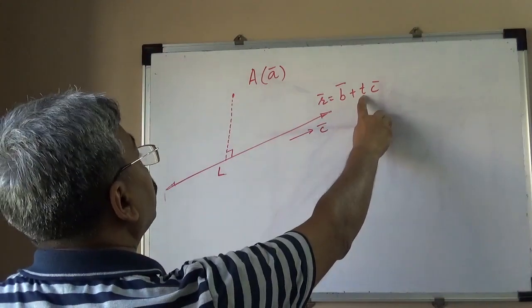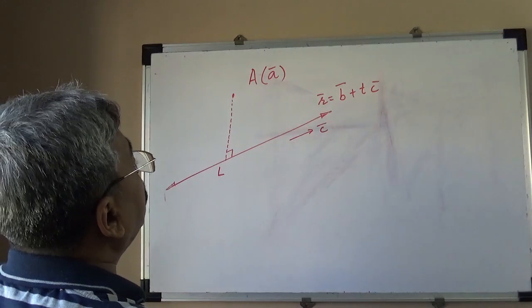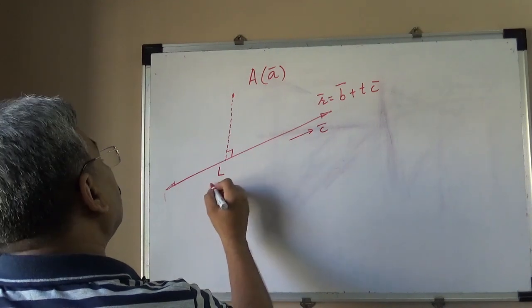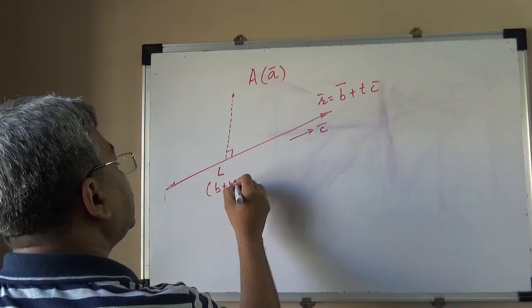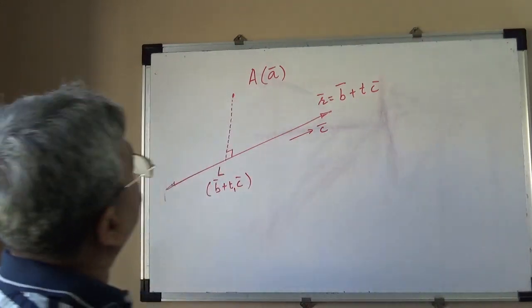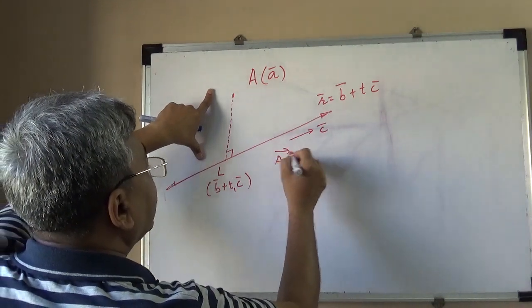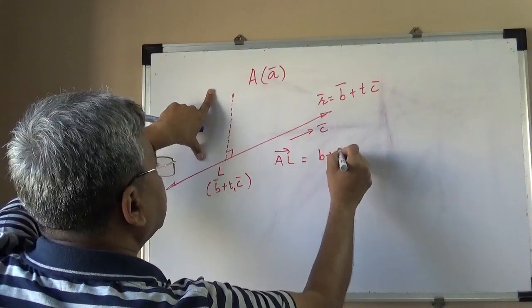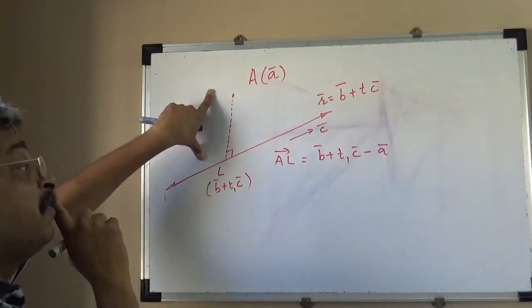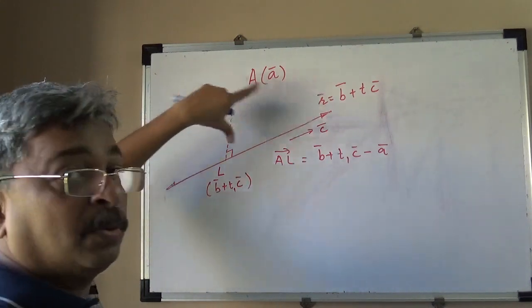So now we are supposed to find the value of T for which we get this point L, so that AL is perpendicular to the line. So we say that this is B plus T1 C. What will be the vector AL? Vector AL is going to be equal to B plus T1 C minus A. And now vector AL must be perpendicular to C.